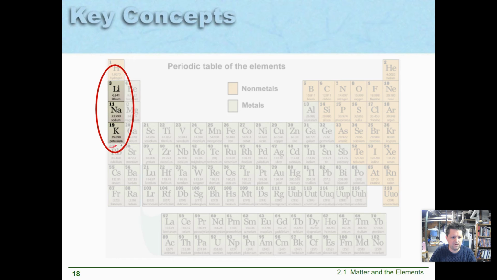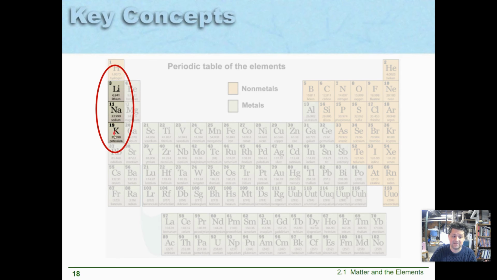So let me focus in on just three elements: lithium, sodium, and potassium. Notice that their symbols don't really match. Lithium, Li, that makes sense. Sodium is Na. Well, that's because we found sodium back when Latin was the common language of science, and we called sodium natrium. So that means that when we abbreviated it, we just called it Na.